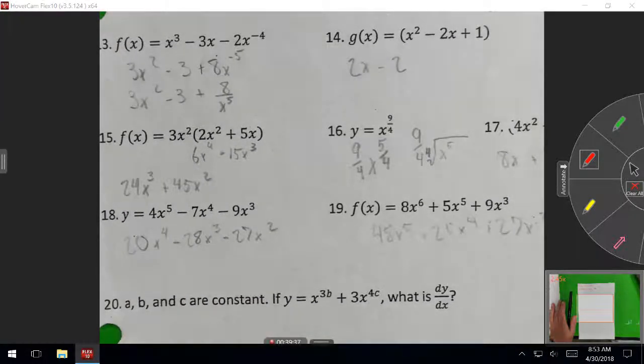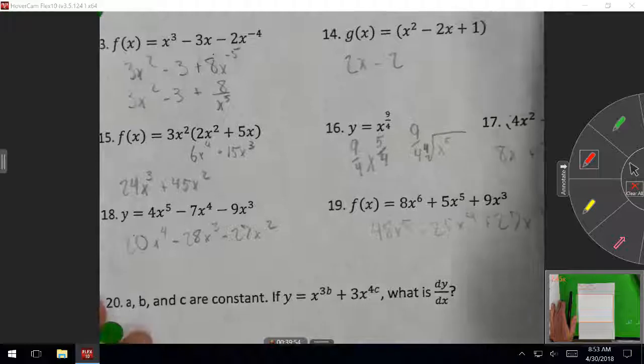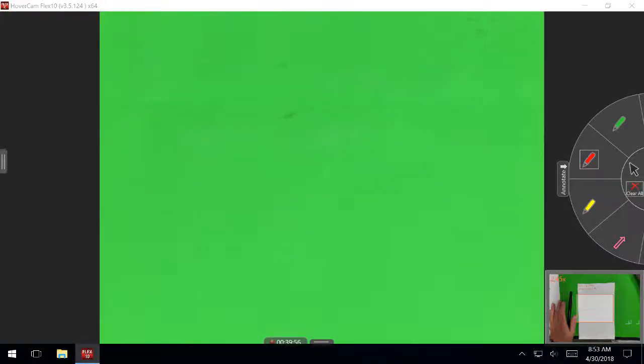I did 4 times 5 and I got 20. Then I did 5 minus 1, I got 4. I did 4 times negative 7, I got negative 28. And then I subtracted 1 from the 4 and I got 3. I did negative 9 times 3, I got negative 27. I had 3 minus 1, I got 2. Very good, very good. Number 19, Conley.